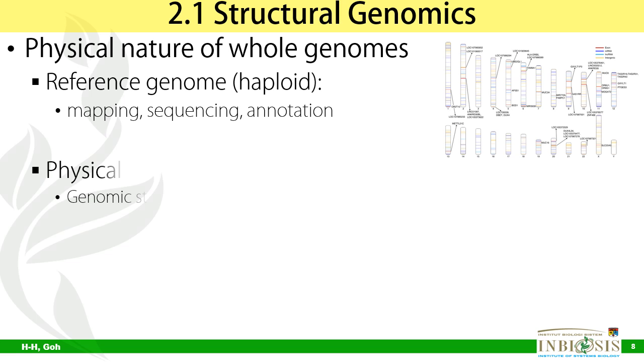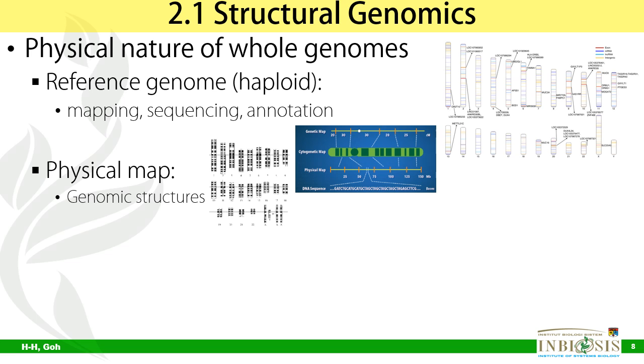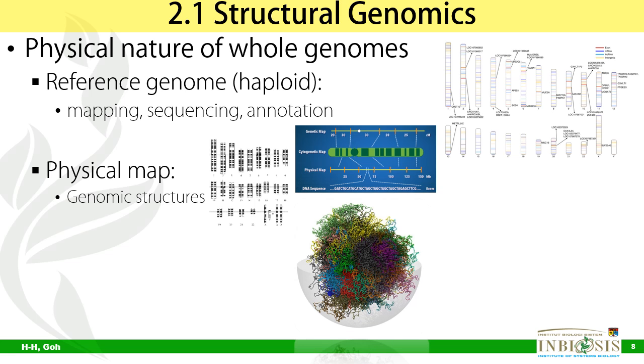Then we have the physical map, which shows the genomic structure as seen in the cytogenetic map, with features of heterochromatin and euchromatin representing the dark and light bands, respectively. Nowadays, we can even map out the 3D location of the nuclear genome using specialized sequencing techniques, which will be described later.